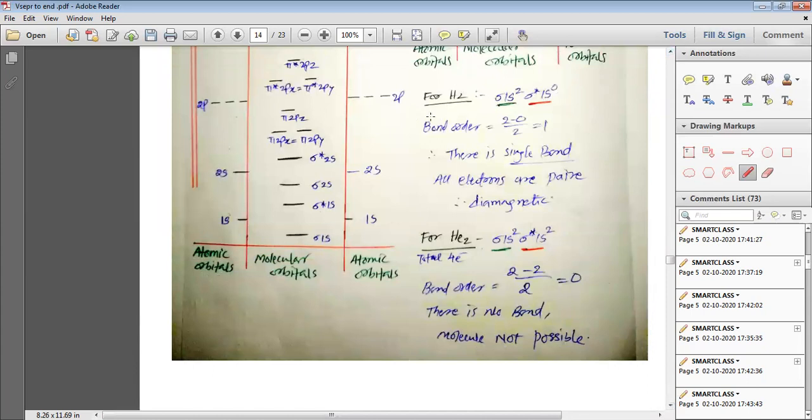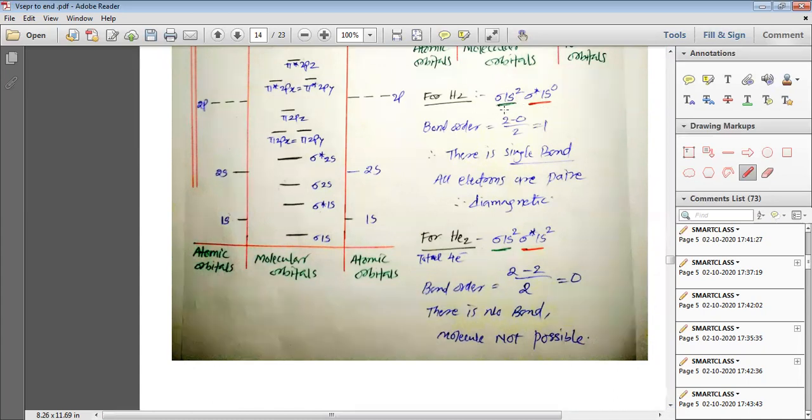So let us start studying about H2. For H2 we have a total of 2 electrons. So 2 electrons are first filled into the sigma 1s orbital. So the overall electronic configuration we can write as sigma 1s2, sigma star 1s0.